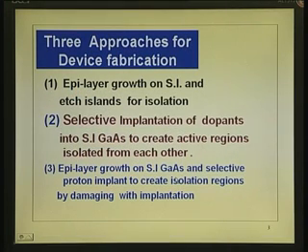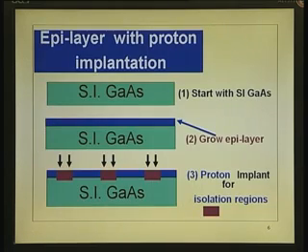Epilayer growth on semi-insulating gallium arsenide, instead of selective dopant implantation, which forms the active region. You implant, or you create the isolation region by damaging the implanted layer. I think the diagram will make it very clear. Semi-insulating gallium arsenide, epi layer. The first step is the same as the first method. There you are etching. Now, instead of etching, what you do is you implant protons.